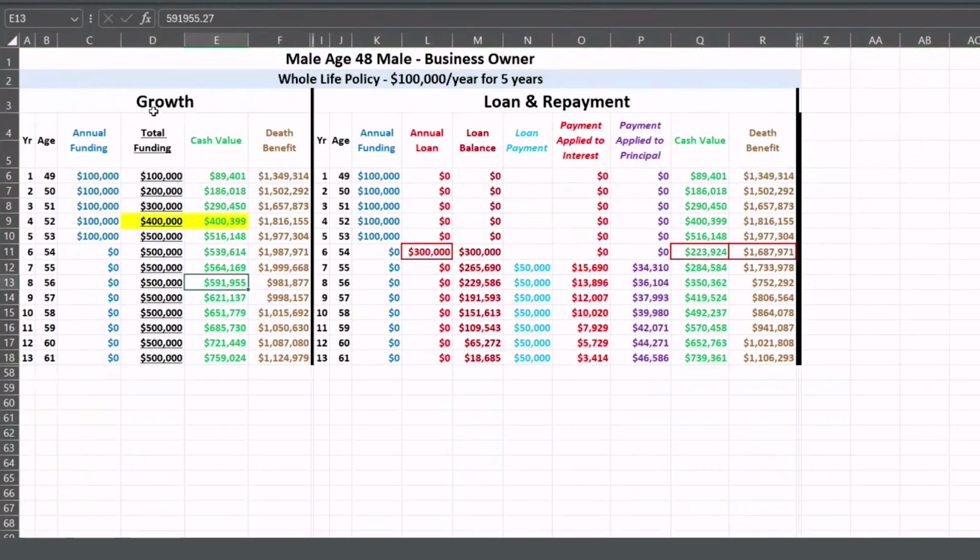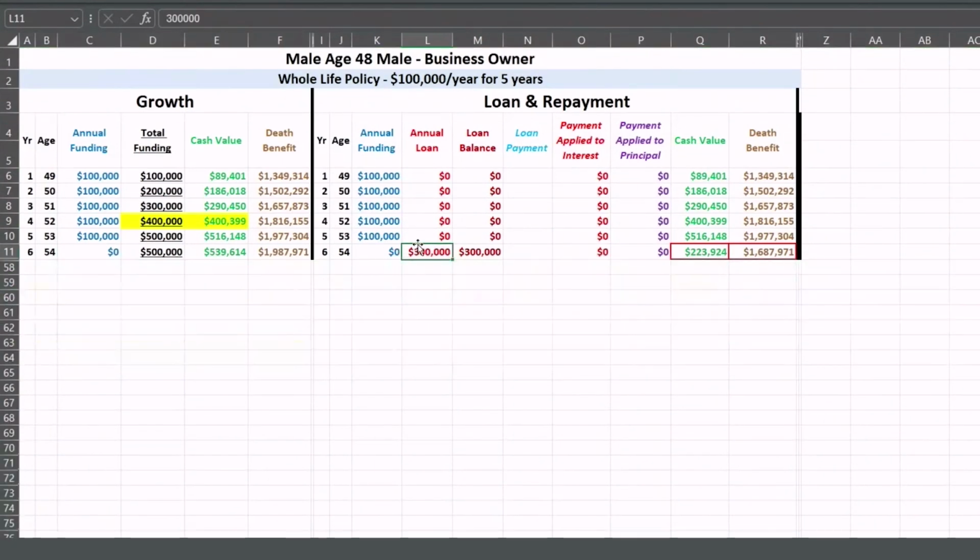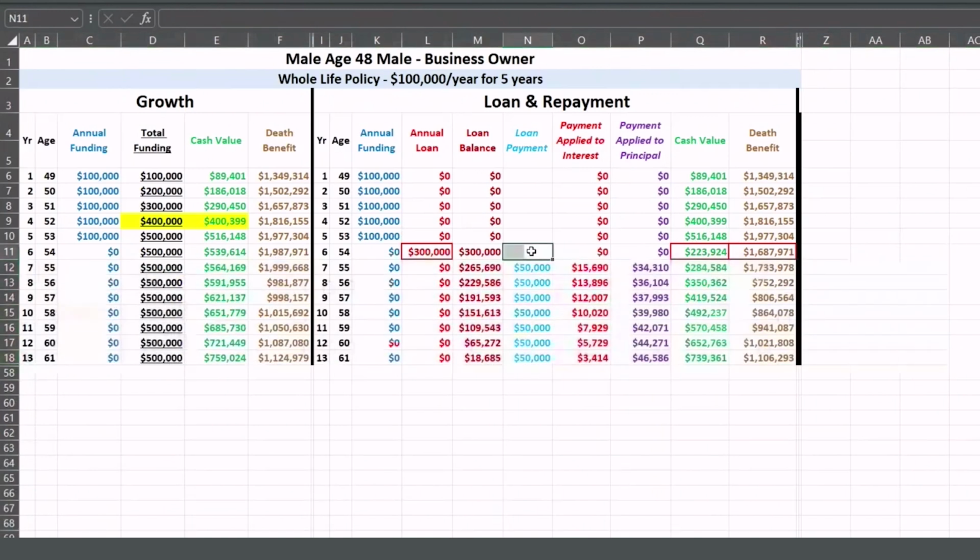Okay. So this is what we just looked at on the left, 100K per year for 5 years, and then just let it sit and grow. On the right, we've got a loan coming out, $300,000. You can take loans anytime, but when he takes that $300,000 loan, what happens to his policy? On the right, cash value was 516. Now it's 223. What happened to the death benefit? It also came down. Now we're going to start to repay the loan at $50,000 per year.